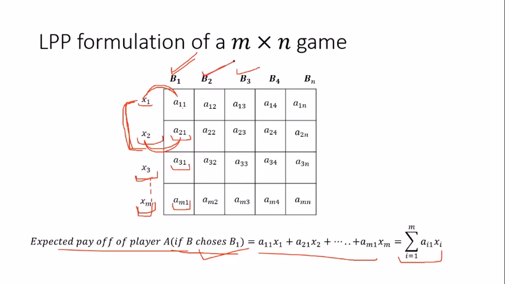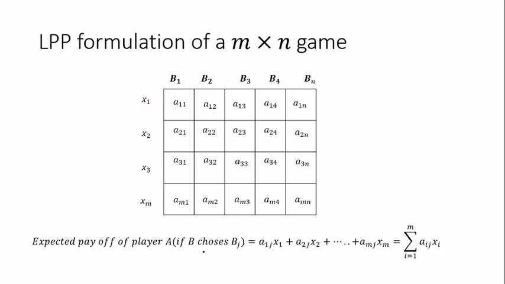If B chooses B2, the payoff is going to be A12 into x1, A22 into x2, A32 into x3, and so on up to Am2 into xm. So I can generalize this: if B chooses strategy Bj, then this is the expected payoff, A1j x1, A2j x2, where j goes from 1 to n. In summation form, this is the general form. Summation is running over i because you are adding row-wise Aij into xi. So this is the expected payoff of player A if B chooses Bj, right?